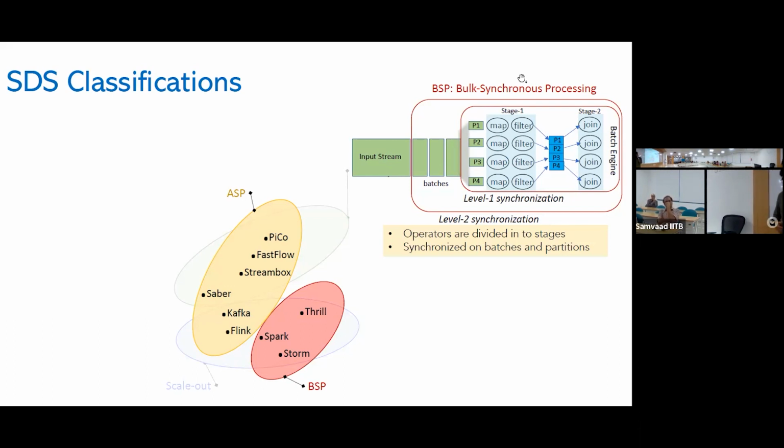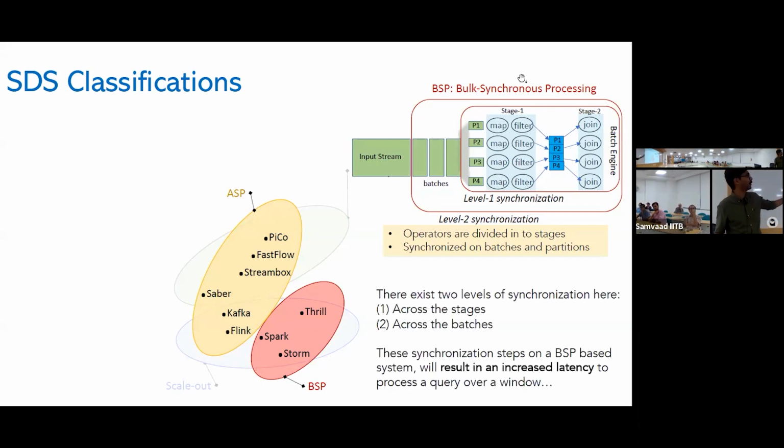So you can see that there are multiple levels of synchronization happening within the batch and also across the batch. Across the batch is also important because sometimes the logical window that you're interested in might reside on multiple such batches. In that case, we may need to further synchronize two or multiple batches to get the output corresponding to a window. So there are too many synchronizations, which can result in increased latency. That's not a good solution if you're going with bulk synchronous processing.